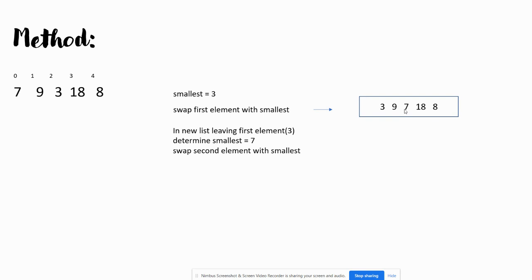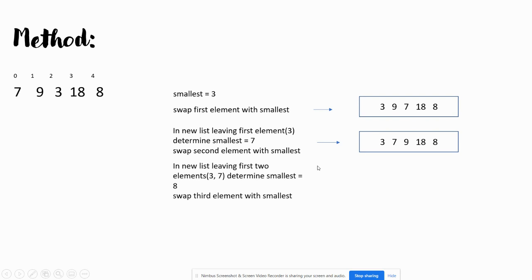Now the second element 9 is to be swapped with 7. Why? Because we don't want to touch the element 3 further, because it's already sorted as per our need. So let's see what happens now. Now 9 is swapped with 7, so 7 comes to the second position. Now we are just left with the next 3 elements, 9, 18, 8. So now the next thing is to find out the smallest among 9, 18, 8. So 8 is the smallest element here, and swapping the third element, that is 9, with 8, we will be having this ordering right now.